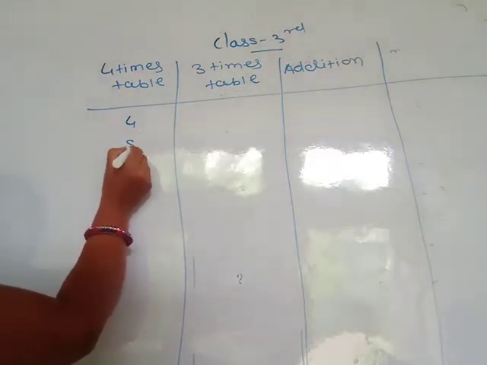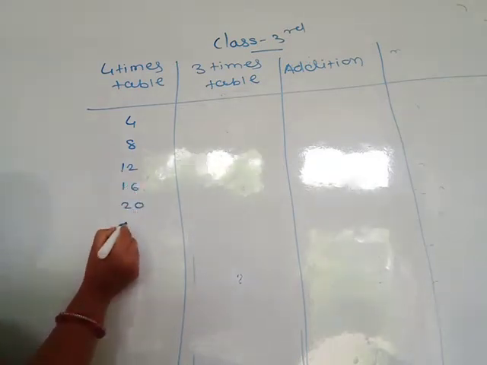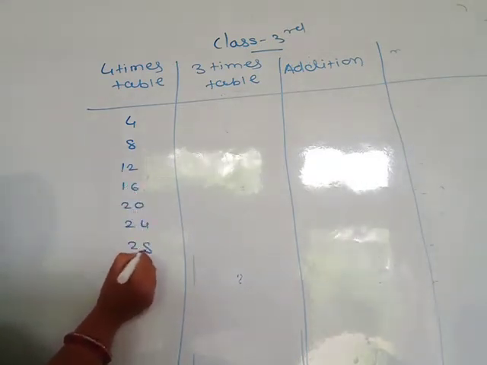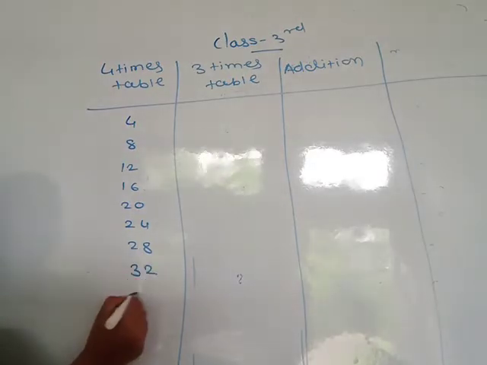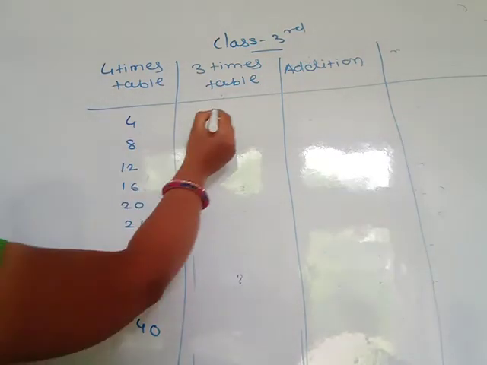4 1 is 4, 4 2 is 8, 4 3 is 12, 4 4 is 16, 4 5 is 20, 4 6 is 24, 4 7 is 28, 4 8 is 32, 4 9 is 36 and 4 10 is 40. Then you write here the 3 times table, means the 3 table.